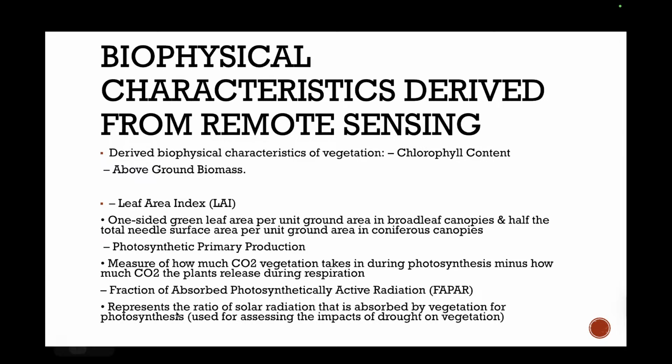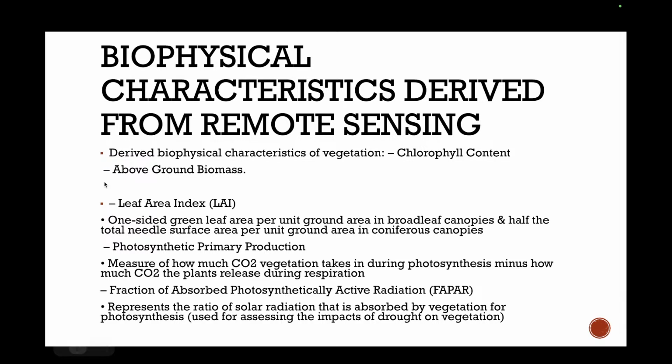So basically it represents the ratio of solar radiation that is absorbed by vegetation for photosynthesis, used for assessing the impact of drought on vegetation. So we can easily identify how much solar radiation is absorbed by vegetation using this method. It's called the fraction of absorbed photosynthetically active radiation. Using this, we can easily measure how much solar radiation is absorbed by vegetation.